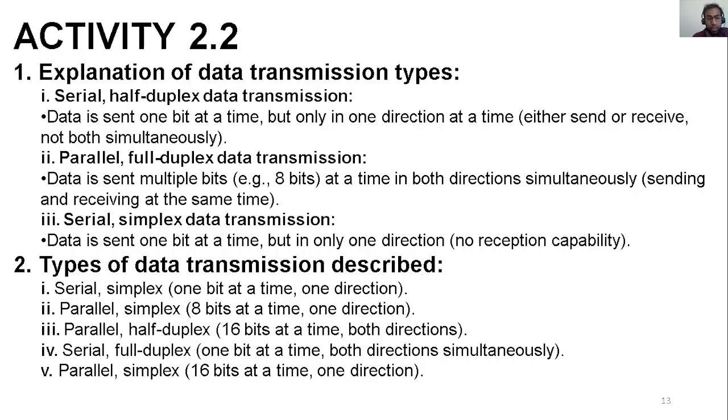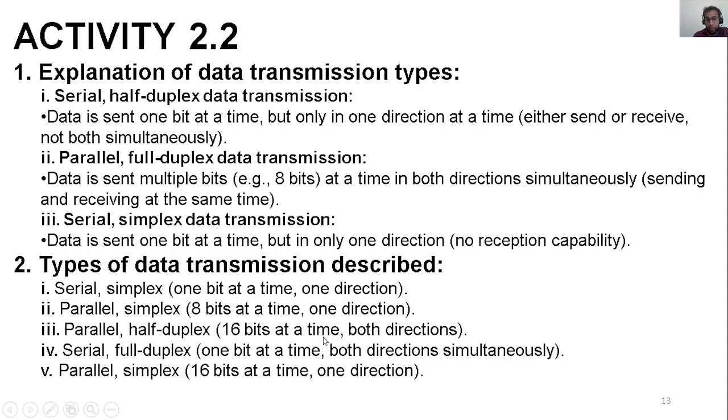Parallel, half duplex are the answers given for these questions. One bit at a time and one direction: one bit at a time means it's serial, and one direction means it's simplex. 8 bits at a time is parallel, and one direction means simplex.